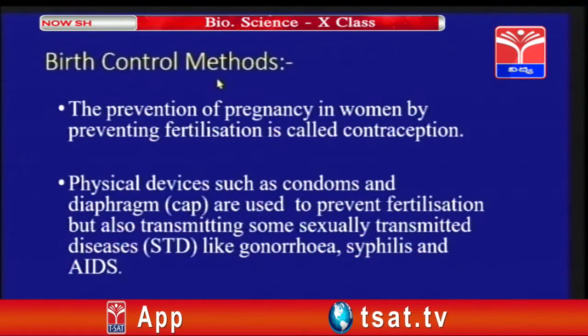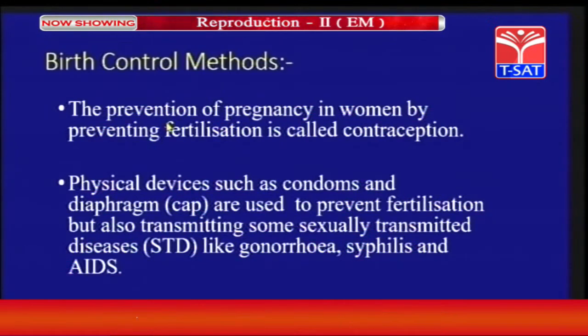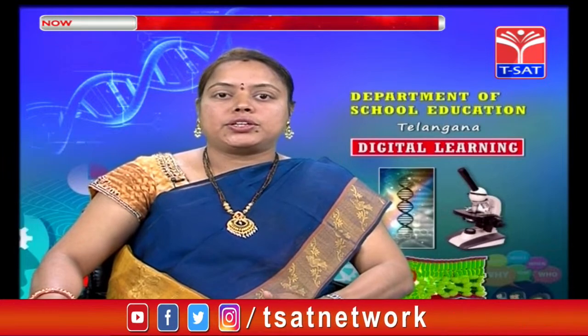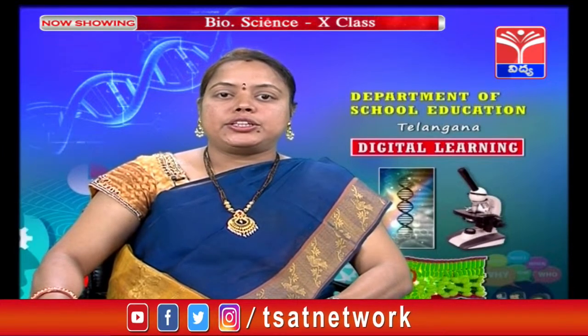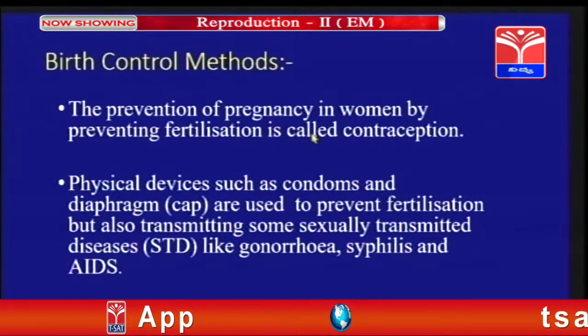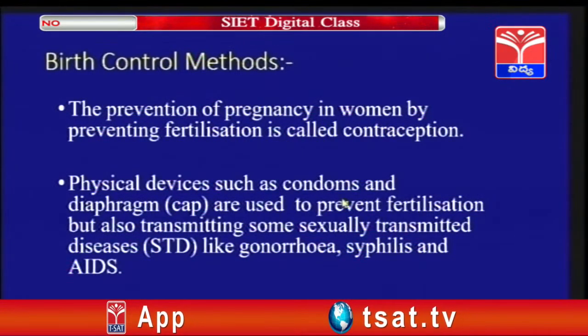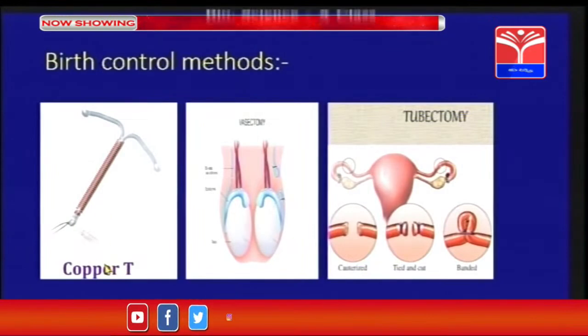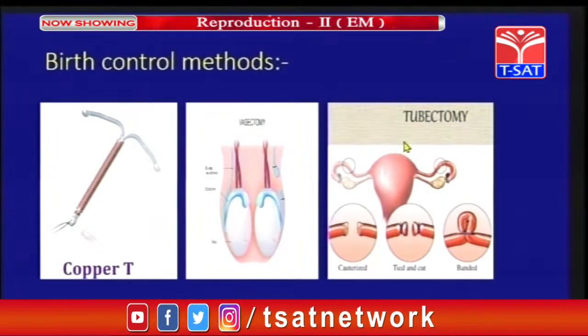Birth control methods. Children, if the population is increasing, it has a negative impact on the development of the nation. So, people have to follow birth control methods, and people can use contraceptives to stop the process of pregnancy. Physical devices like condoms and diaphragm etc. are used for birth control, and a few others are copper T, vasectomy, tubectomy.